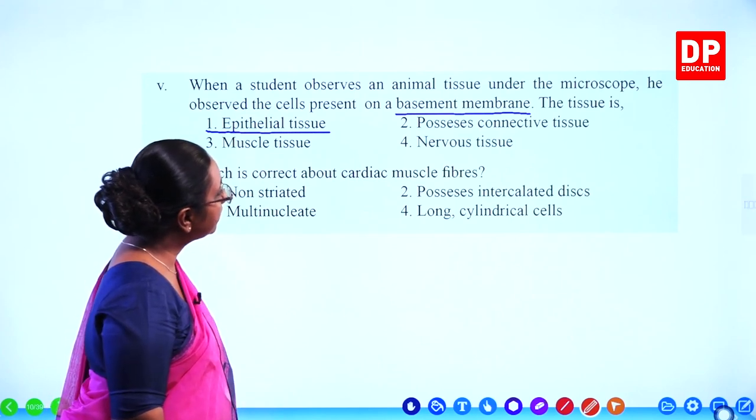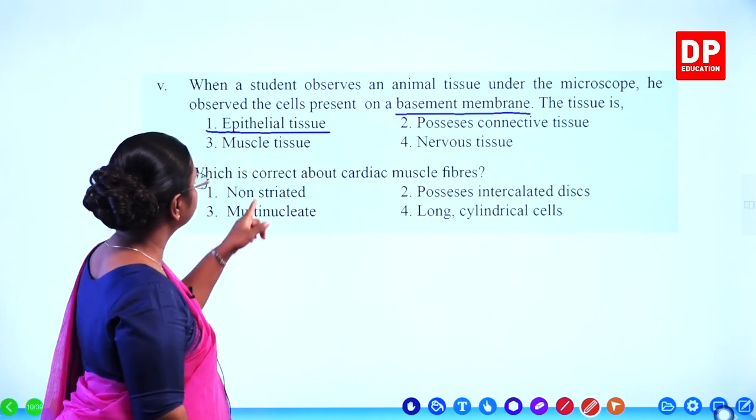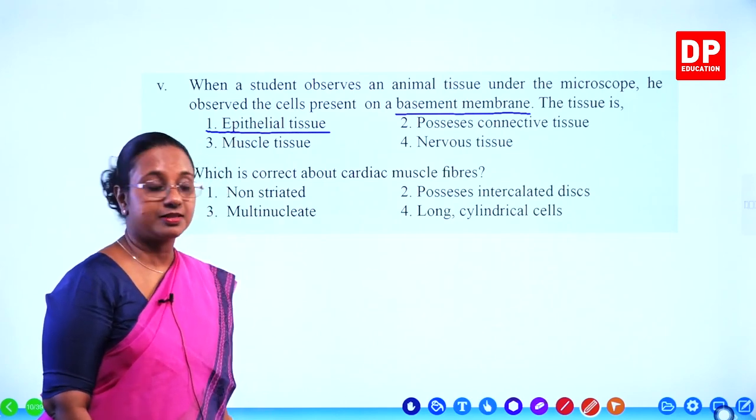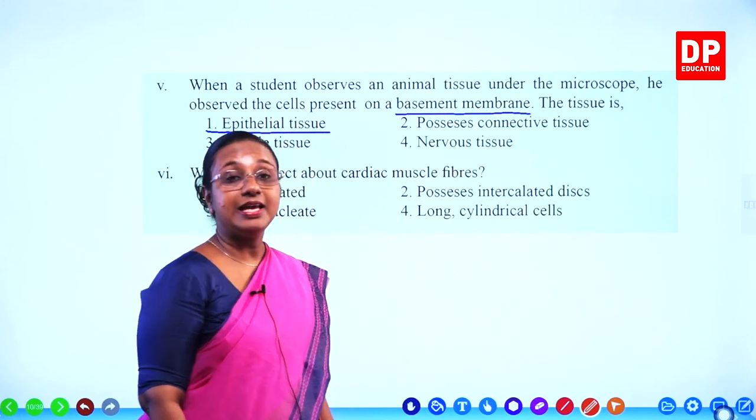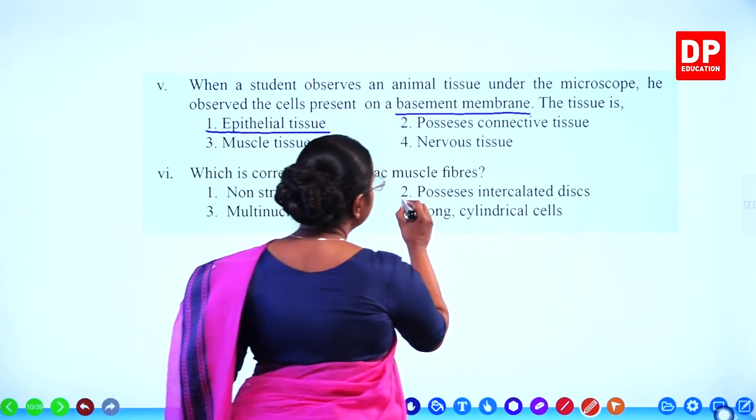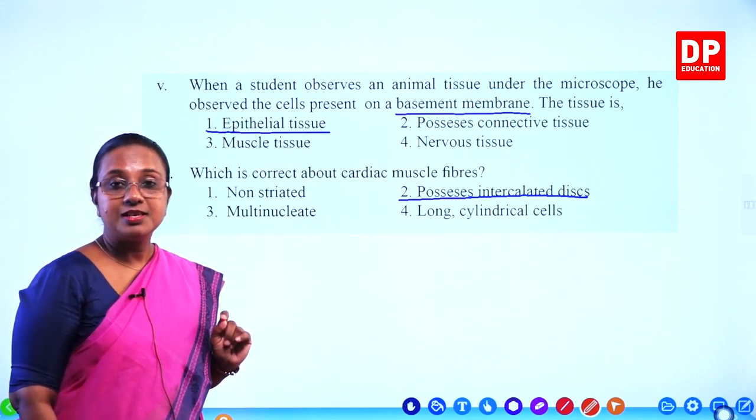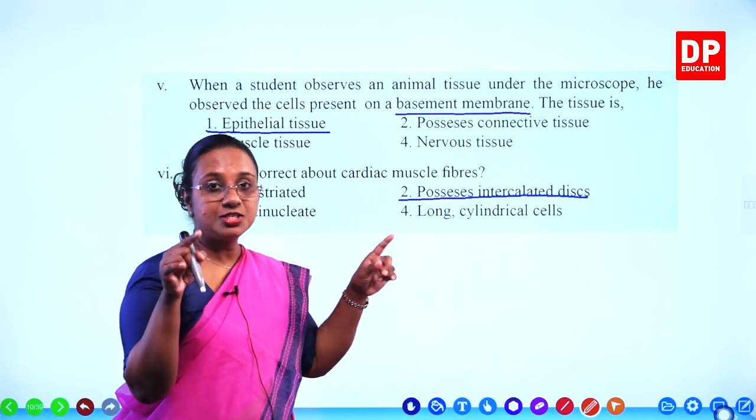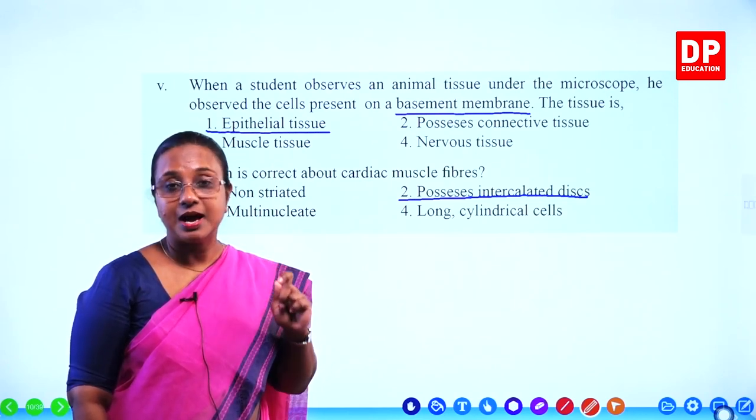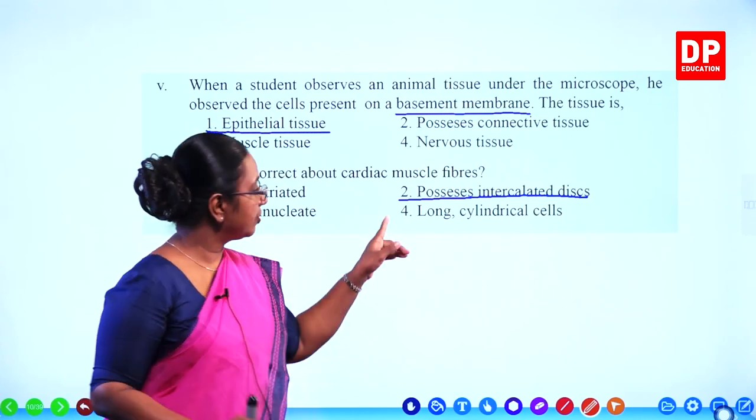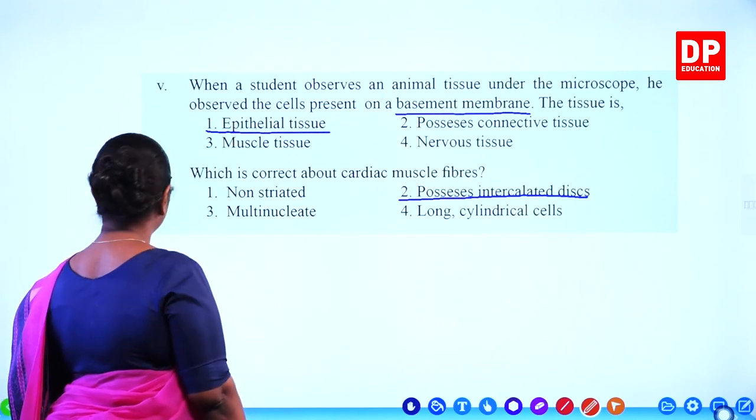Which is correct about cardiac muscle fibers? Again, a type of muscle. They want us to identify the correct feature about cardiac muscle fibers. Non-striated. Cardiac muscles are also striated. Possesses intercalated disc. This is present only in cardiac muscle fibers. Multinucleate. No. The cardiac muscle has only one nucleus in each cell. Long cylindrical cells. They are cylindrical cells, but they are branched and short cells. So that is why the fourth answer is not correct. We will move on to the next question.